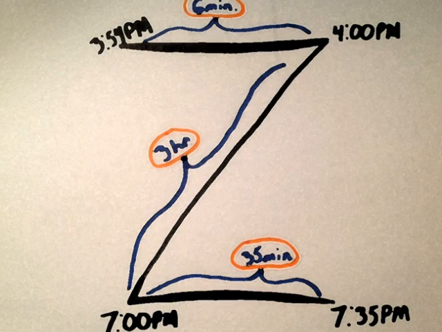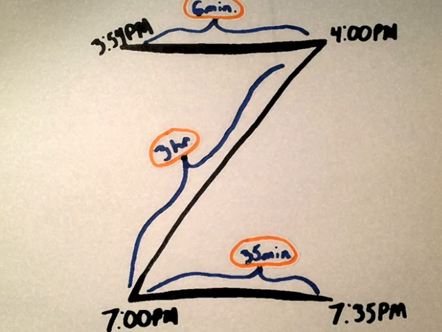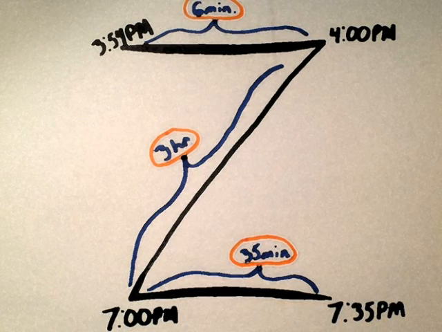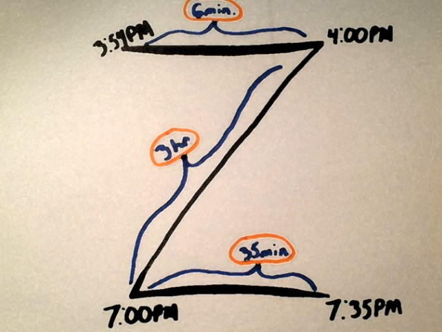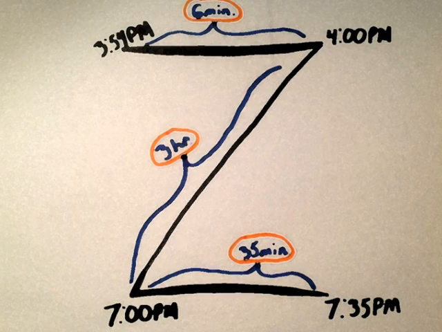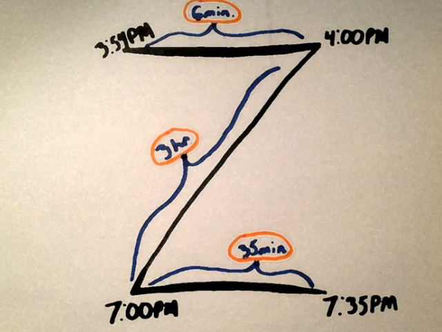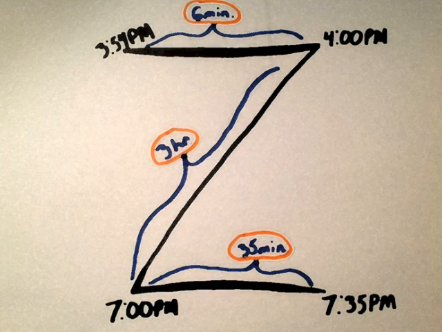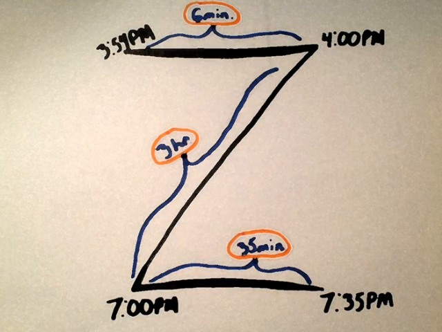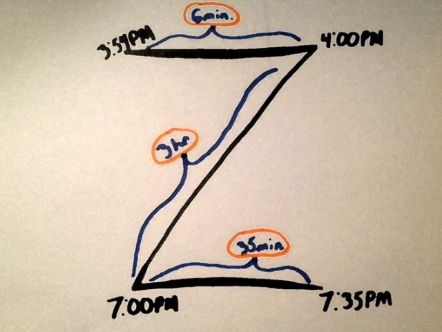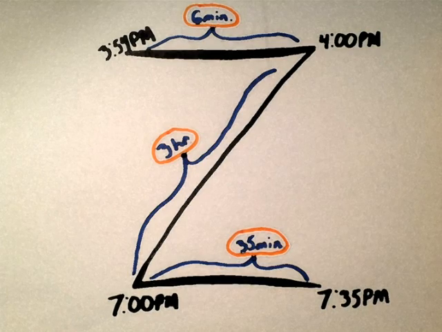The difference between 3:54 and 4 is 6 minutes. We will write this on the top bar of the Z. Don't forget to label your units of time. The time difference between 4 and 7 is 3 hours. This unit of time will be labeled next to the diagonal bar of the Z. Don't forget to label your units of time, in this case, hours. The time difference between 7 and 7:35 is 35 minutes. This will be written on the bottom bar of the Z.